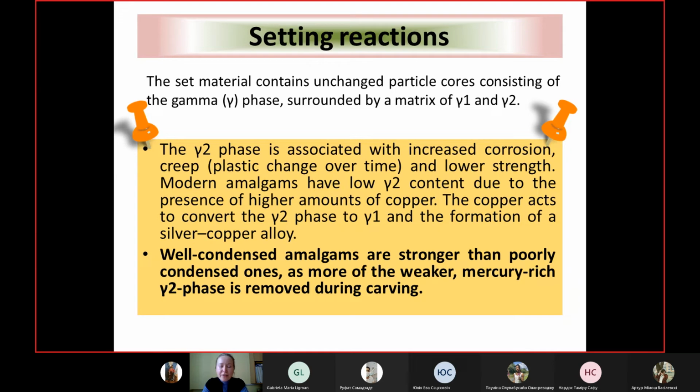Again, I should stress your attention that well-condensed amalgams are stronger than poorly condensed, as more of the weaker mercury-rich gamma-2 phase is removed during carving. So please remember this phrase.